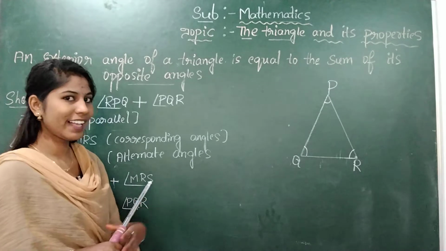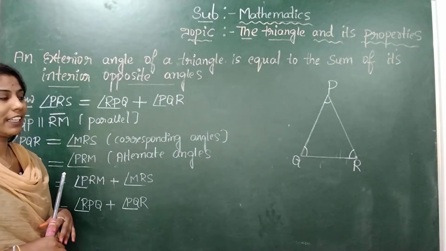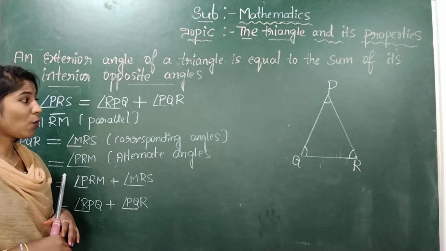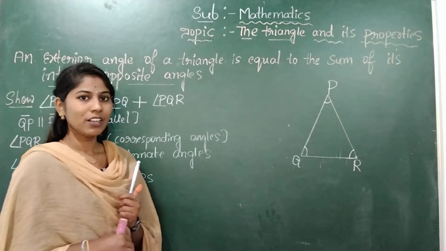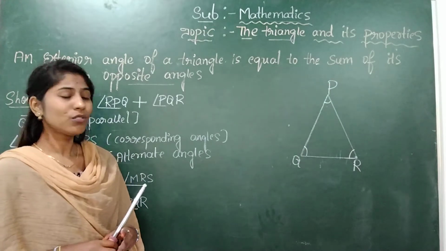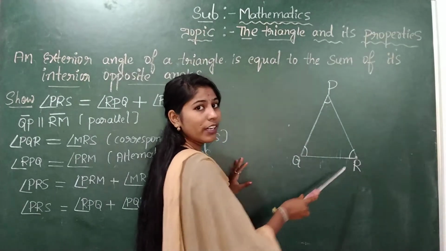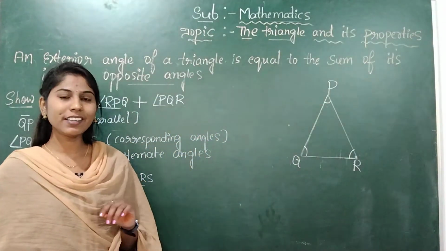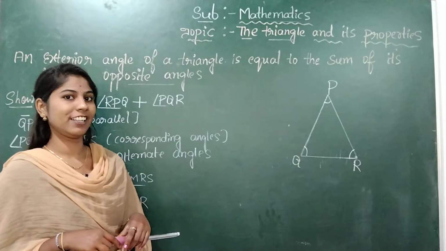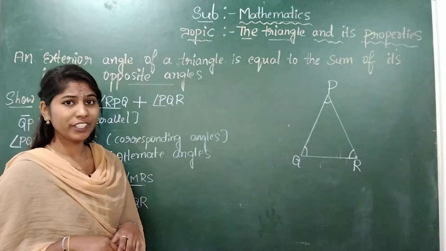So in today's class you are learning another important thing, that is the exterior angles and their properties. So what is this exterior angle? You already know about the interior angles. So interior angles: angle P, angle Q and angle R, these 3 are the interior angles of the triangle. So what is this exterior angle? Exterior is nothing but the angle which is outside of the triangle.